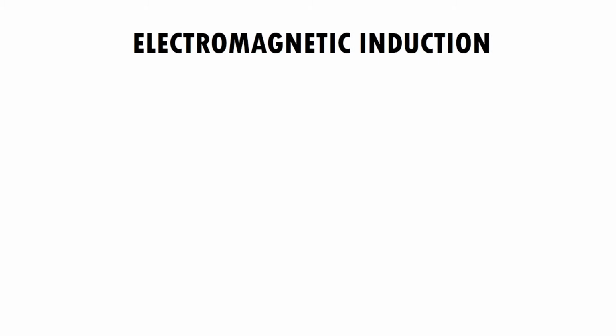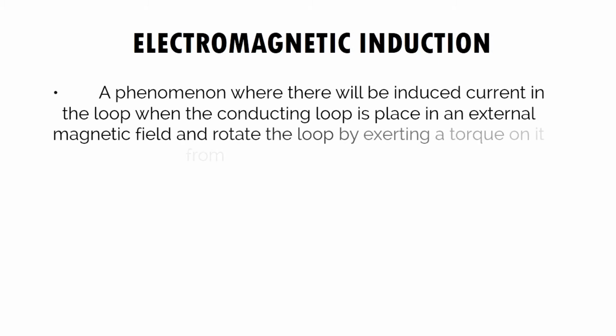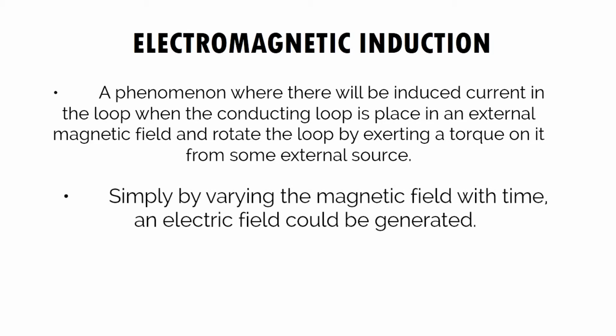Electromagnetic induction is a phenomenon where there will be an induced current in the loop when the conducting loop is placed in an external magnetic field and the loop is rotated by exerting a torque on it from some external source. Simply by varying the magnetic field with time, an electric field could be generated.